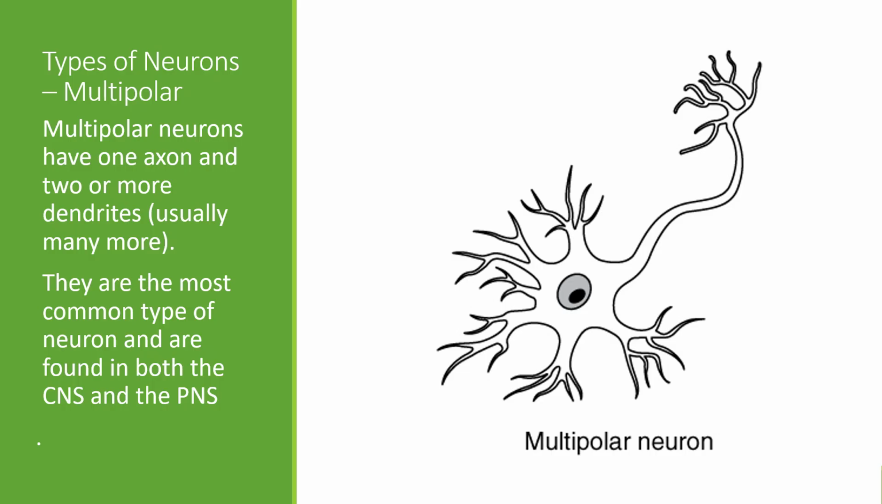So the one that we've been looking at already, and the one most people are familiar with, is what's called a multipolar neuron. So you have one axon and at least two dendrites, but you see that there's a whole lot more dendrites there, and that the cell body's right there in the middle of all of the dendrites. This is the most common type of neuron, and they are found both in the central and the peripheral nervous system.